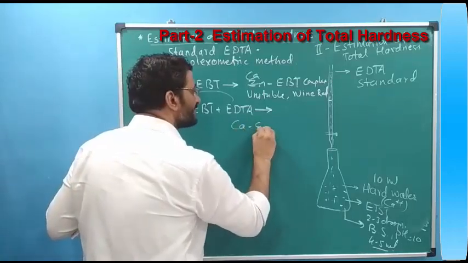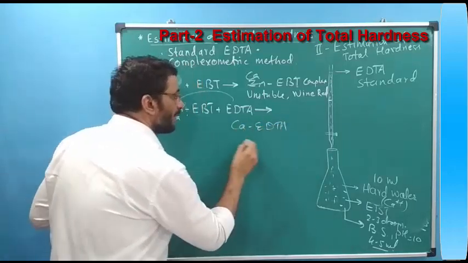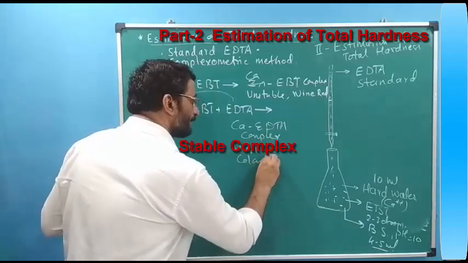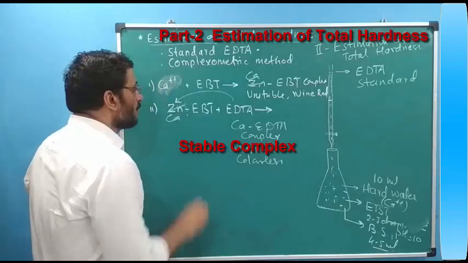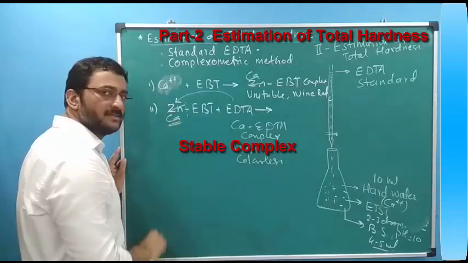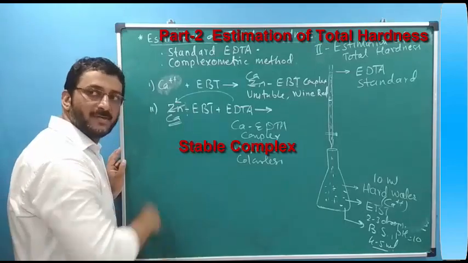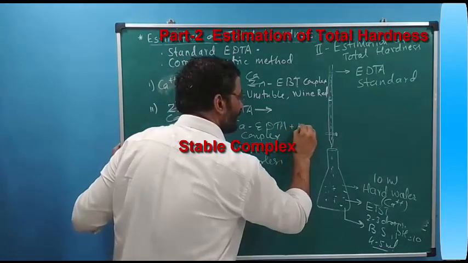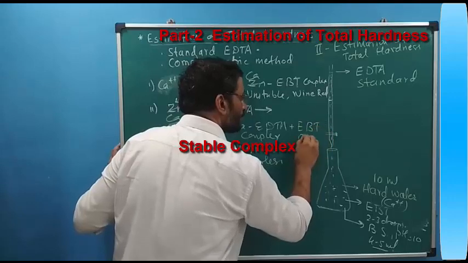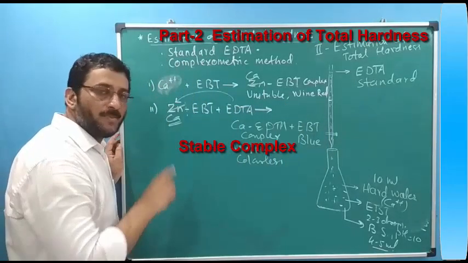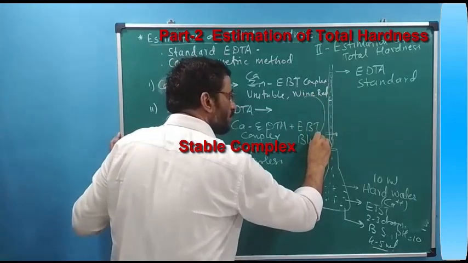Finally, I will get the CaEDTA complex, and it is colorless. Once all hardness causing ions, say calcium ions, are taken by EDTA, EBT will separate out in its original form. So plus EBT, whose color is blue. Again the same observation as that of part 1. Wine red changes to blue.